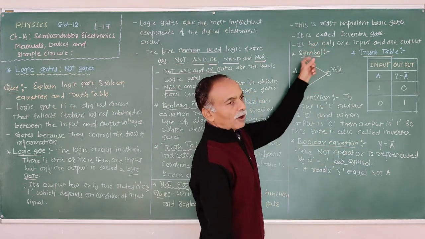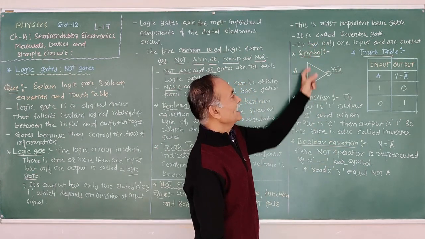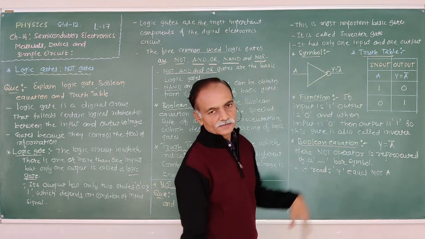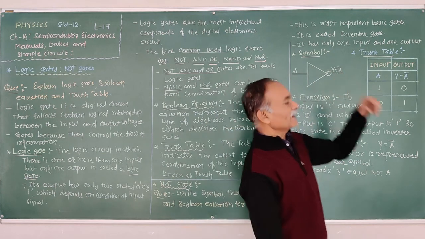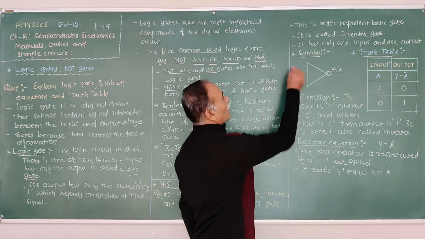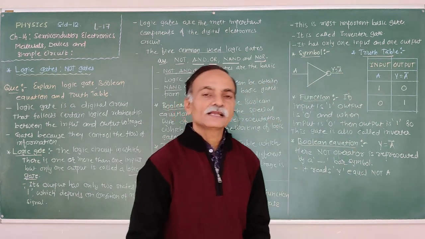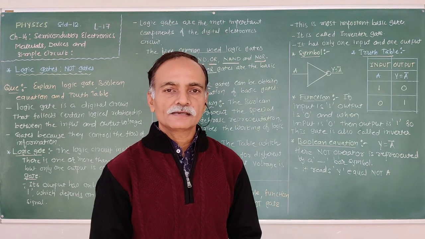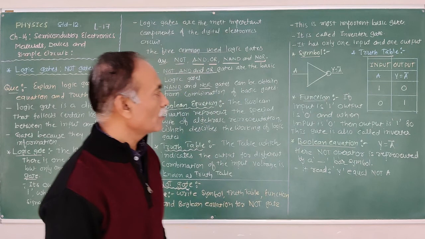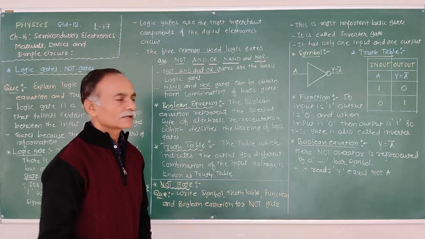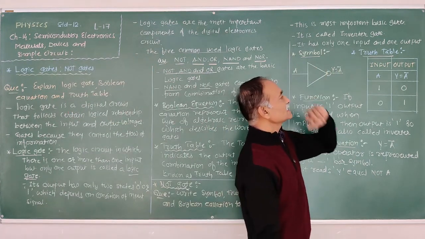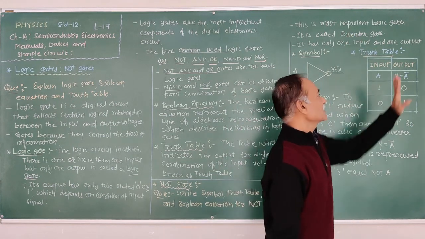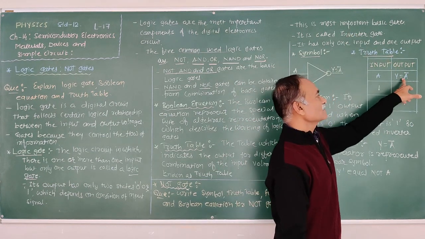The symbol of the NOT gate is this triangle with a bubble. There is the input, there is the output. Now the truth table. Here are the two possibilities of A in a digital signal: either A is 0 or 1. Therefore, there is the input, there is the output. Now we prepare the truth table for the NOT gate. There is the input part, and the output is Y equal to A bar.